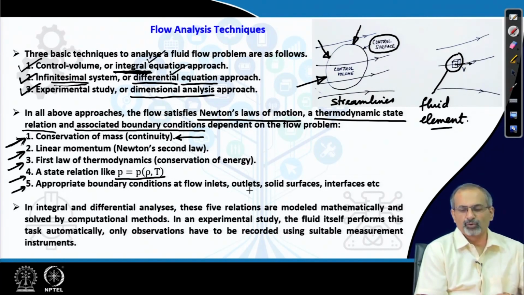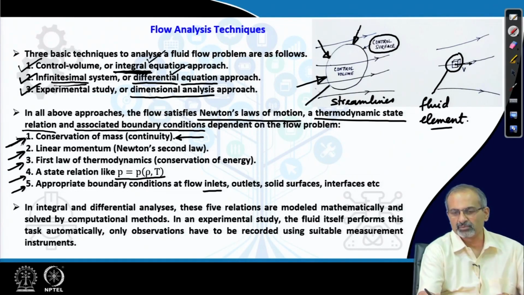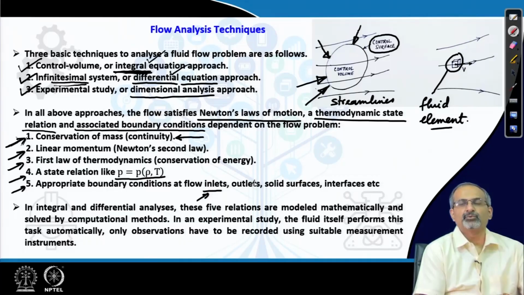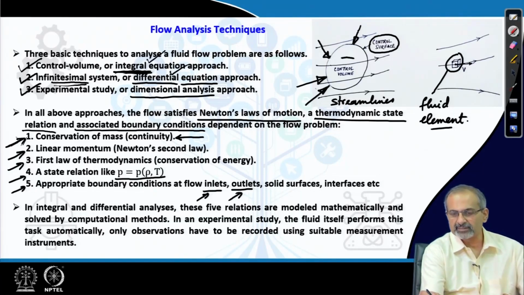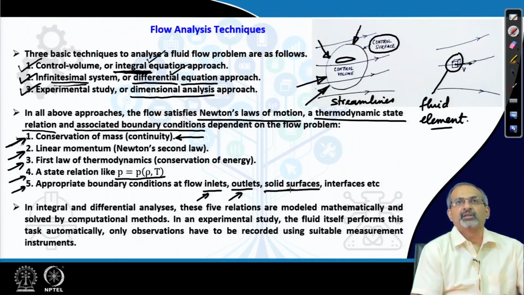You would have the flow coming in through some regions of the control surface if you are following a control volume approach. Those portions would be called inlets, and certain portions of the surface through which it leaves will be called outlets. There may be solid bodies inside the control volume, like an airfoil, so you would be seeing the flow moving past solid surfaces. There could also be interfaces.